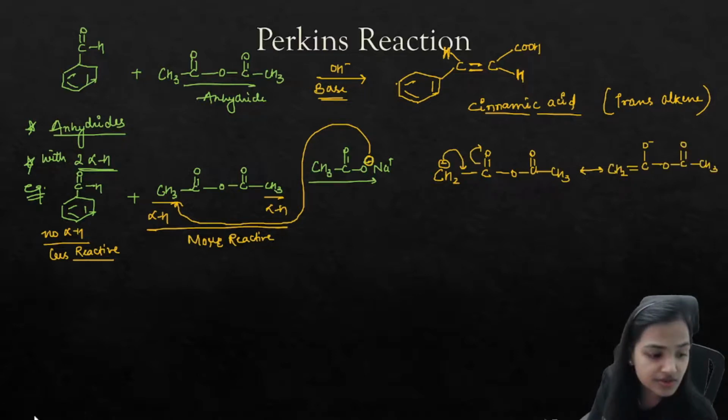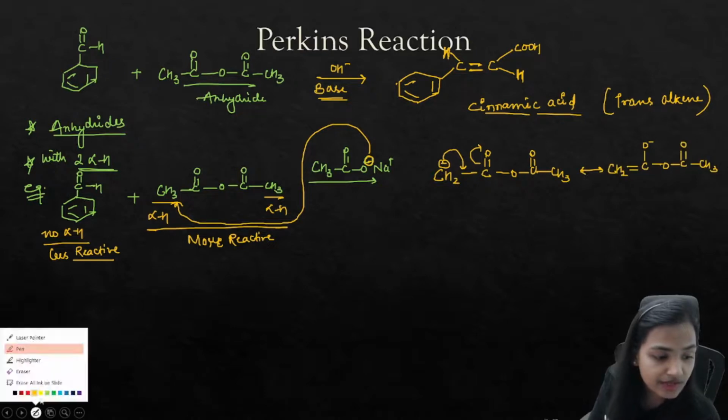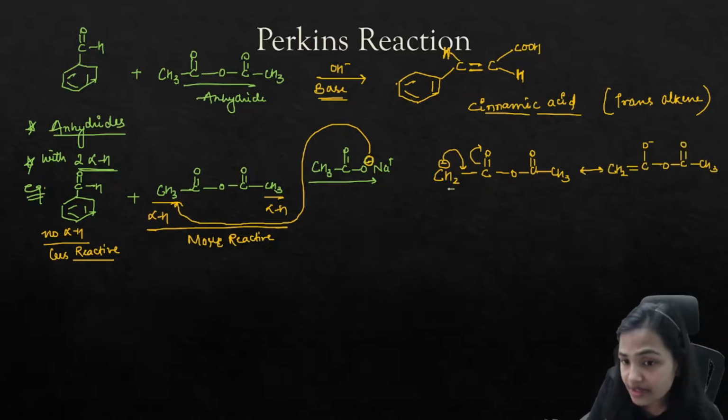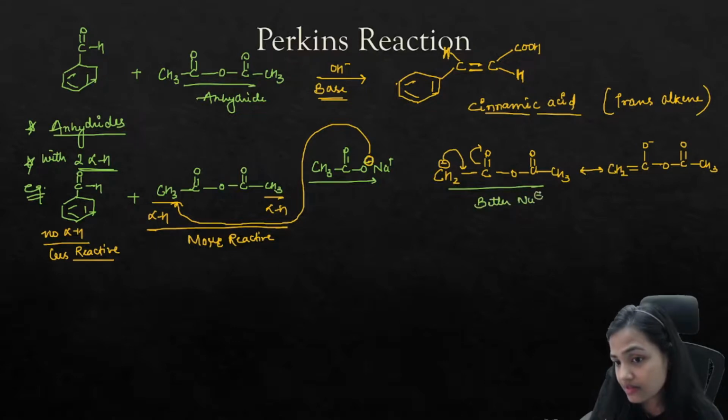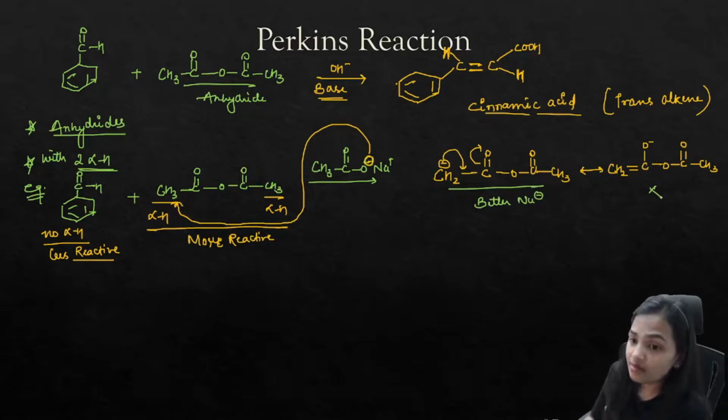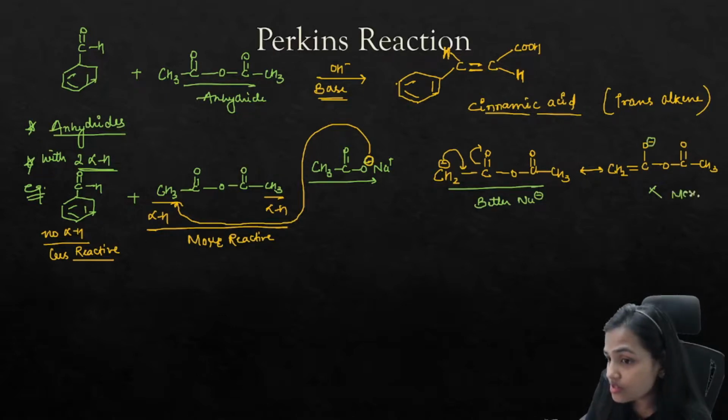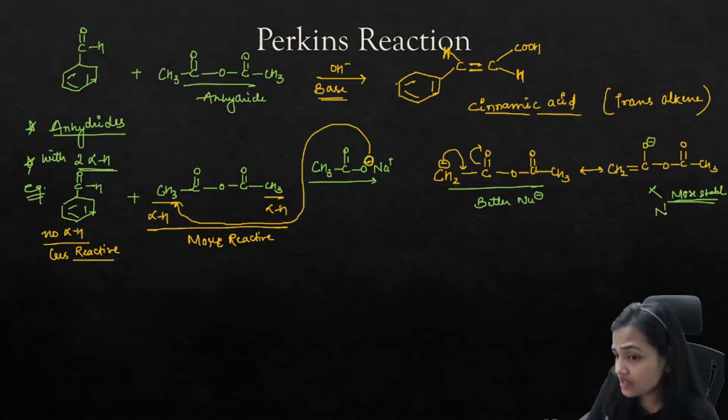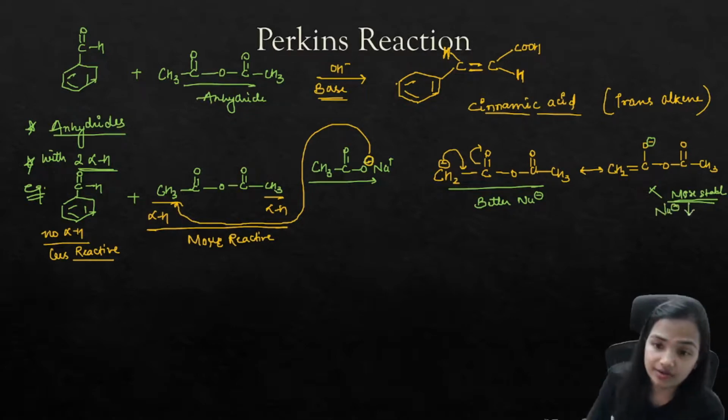But out of these two, you will find that this is a better nucleophile rather than this. Is this a better nucleophile? No, this is not a better nucleophile. Why? Because the negative charge is more stable over the oxygen. So this is more stable and hence less reactive, so nucleophilicity decreases. Got it? So this is the better nucleophile.